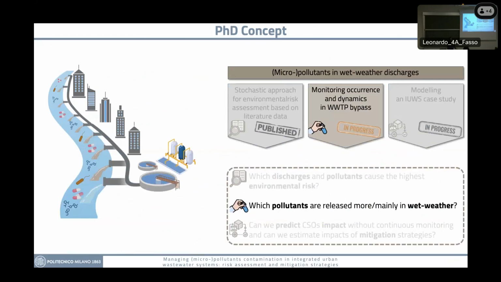And moving to the second task, we focused on the bypass because we found that in literature there are very, very few studies. And so we wanted to understand what we would find in the bypass, and also we wanted to search for more contaminants, since what we found in literature is very different among the studies. So we wanted to include all the types of pollutants that we found in order to have an overall idea of the risk.